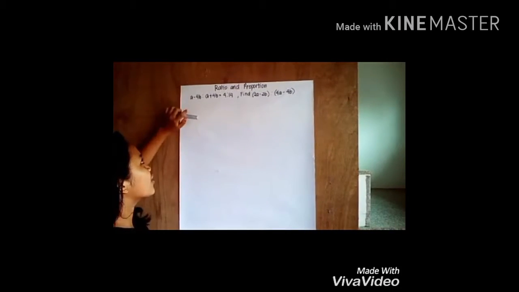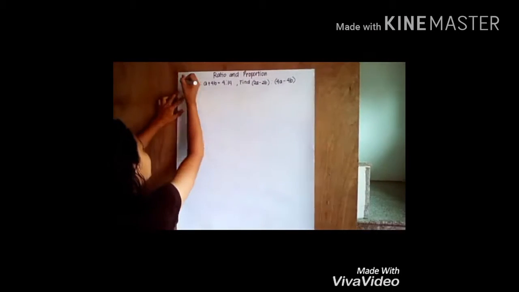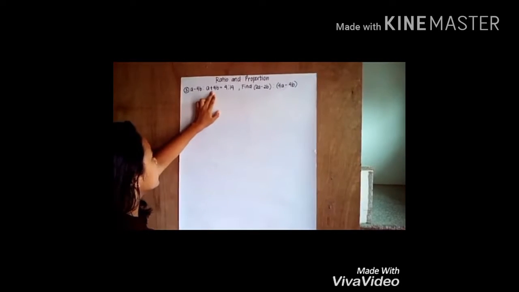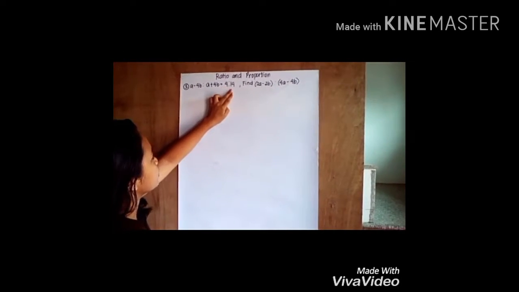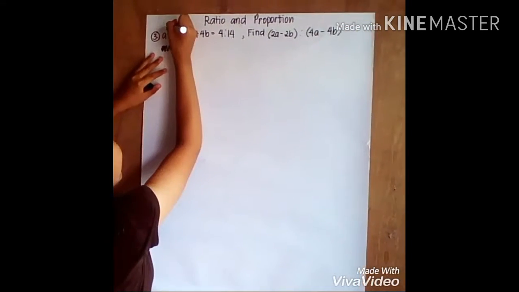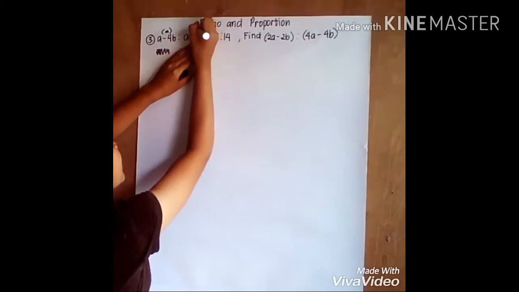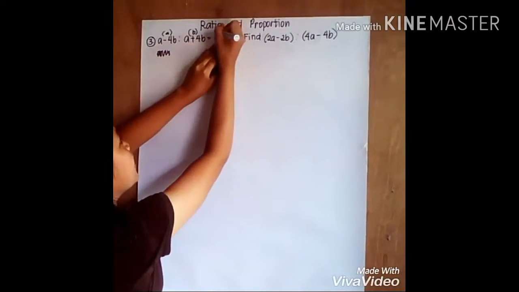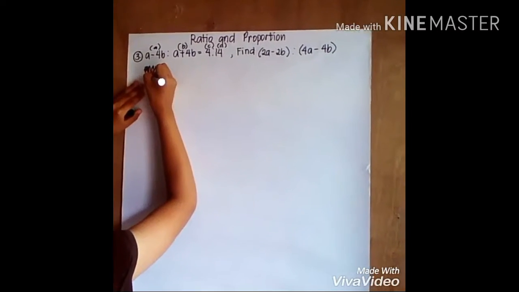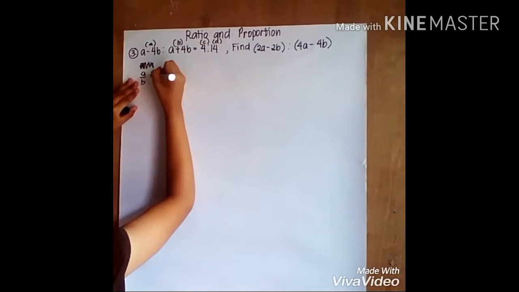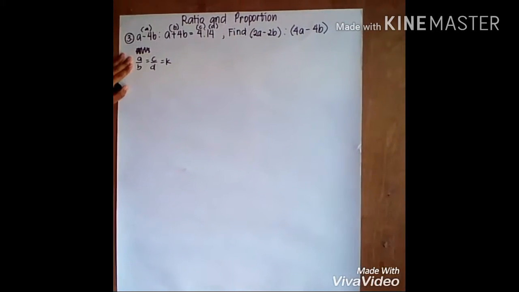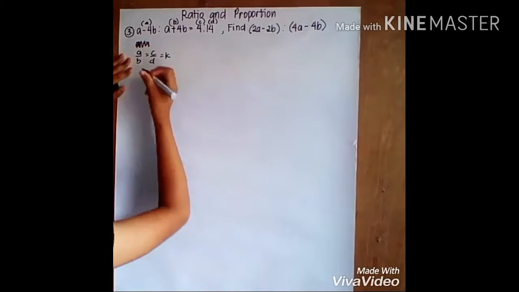So this is another problem, so let's try to solve it. (a minus 4b) is to (a plus 4b) as 4 is to 14. So we can think that a minus 4b is a, a plus 4b is b, 4 is c, and this is d. So a over b is equal to c over d is equal to k. This is the property of equal ratios, so we can apply it now.